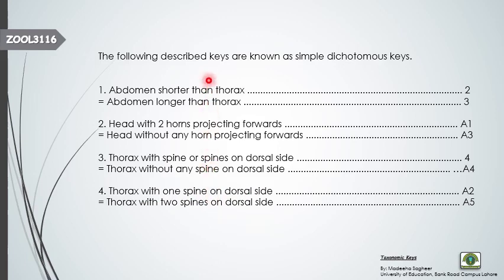So in this key, what do we have? We have 4 couplets, and if we talk about the leads, then 2 leads per couplet, because 2 leads combine to form one couplet. Got it? In other words, you may say that 2 statements of the characters or 2 choices combine to form one couplet.